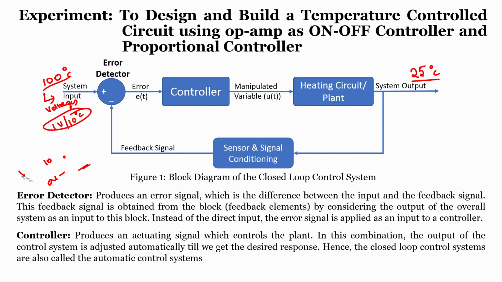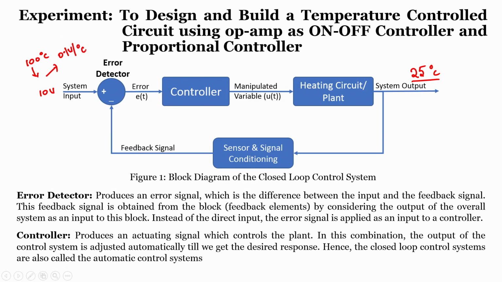So this is clear for us. Rather than saying 100 degrees, if I do it, the input that I have to provide is 10 volts. The reason is that the factor I am considering is 0.1 volt per degree centigrade. Since 1 degree corresponds to 0.1 volt, 100 degrees will be 0.1 into 100, which is around 10 volts.